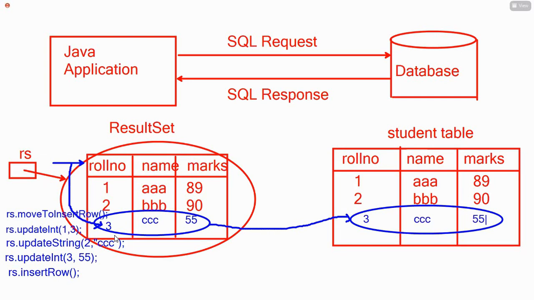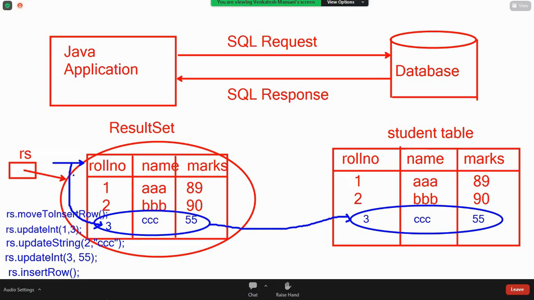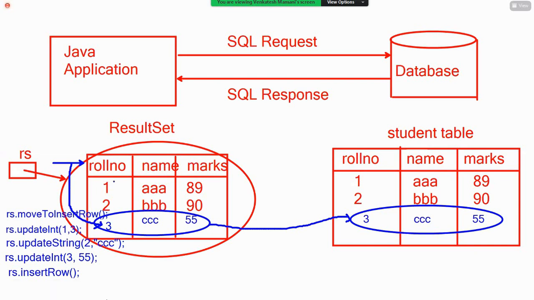Like this it is inserted. So first of all, we have to call the moveToInsertRow method. You have to call it to move the cursor to insert a record. After that, you need to fill the data like roll number, name, marks: 3 methods for 3 columns. And last, insertRow, then it is inserted in the database. Remaining code is the same. I'll show you, write this diagram.